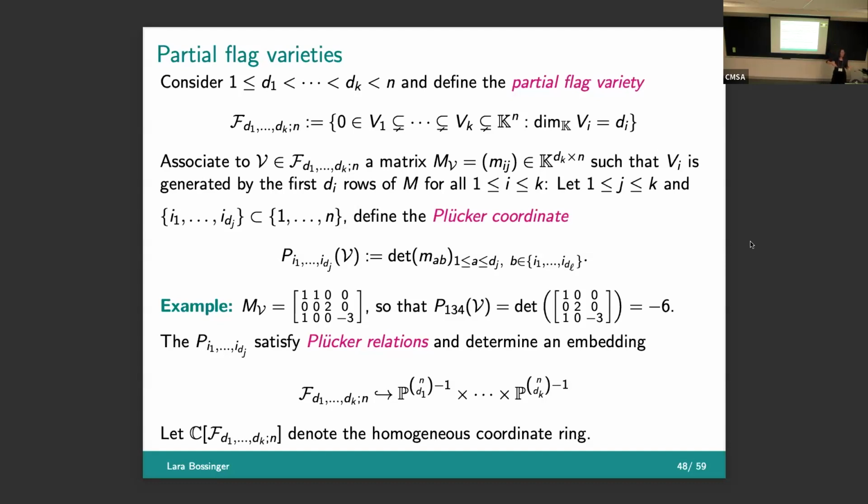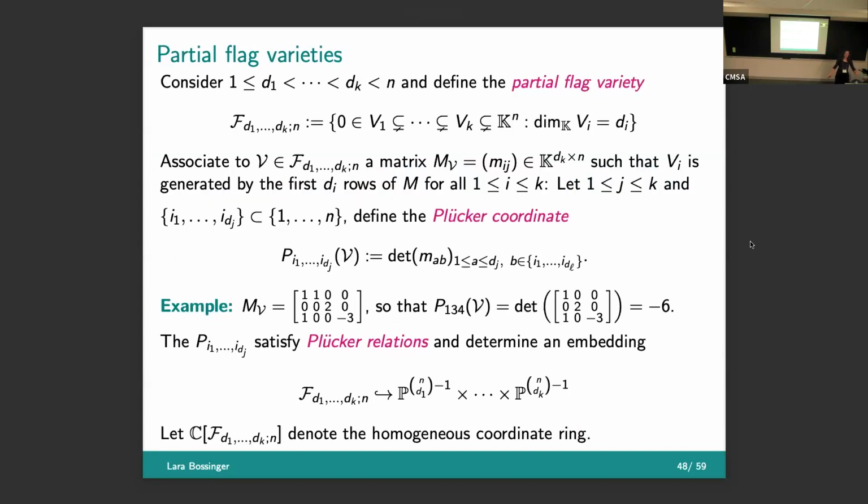And I get an embedding of the flag variety by passing first an embedding into a product of Grassmannians, just sending every vector space in the flag to the corresponding Grassmannian, and then I compose that with the Plücker embeddings we've seen for the Grassmannian, right? So this gives me a Plücker embedding of the flag variety, not into one projective space, but a product of projective spaces. And this is the notation I will be using for the homogeneous coordinate ring with respect to this embedding.